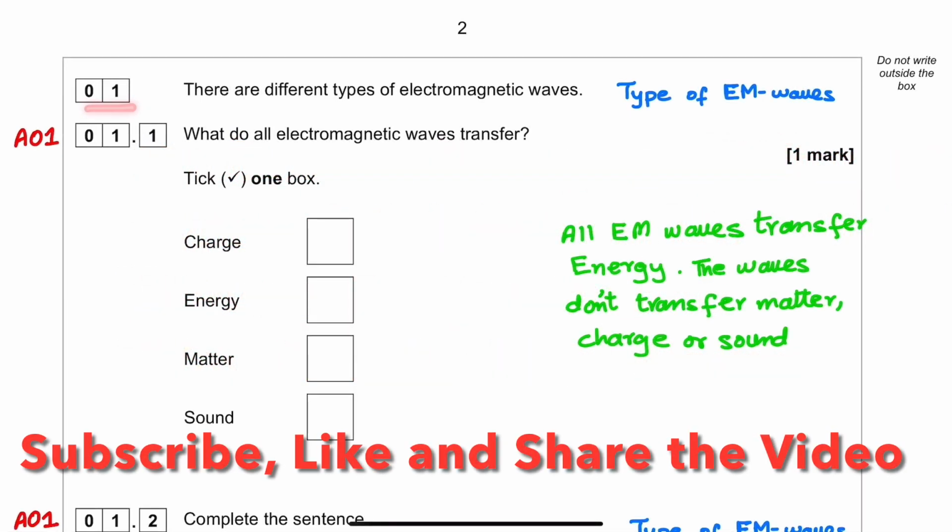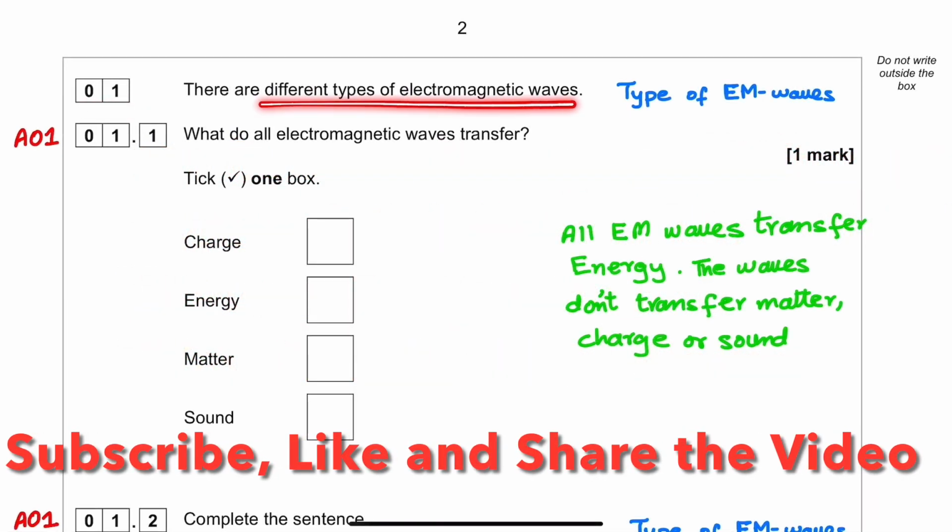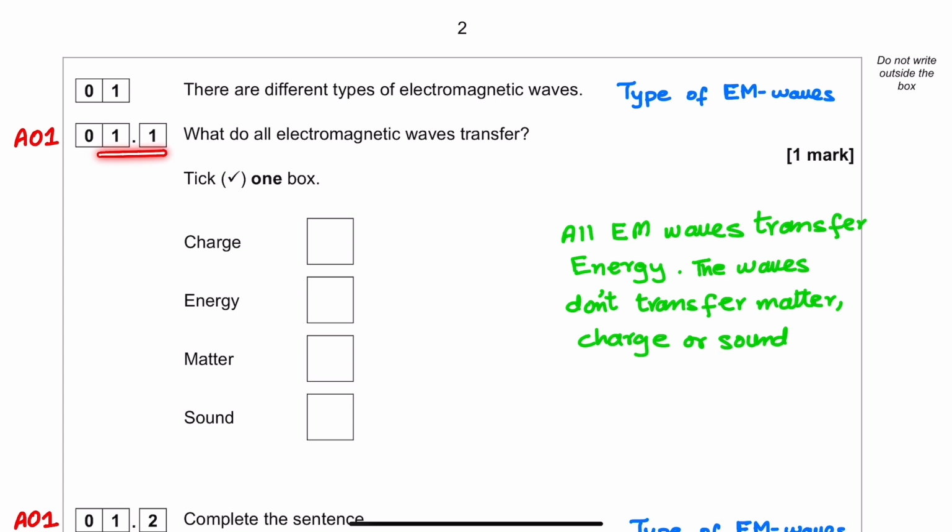Question number 1. There are different types of electromagnetic waves. 1.1 is an A1 question, and this question is from the topic of type of electromagnetic waves. What do all electromagnetic waves transfer? We must know that all electromagnetic waves transfer energy.